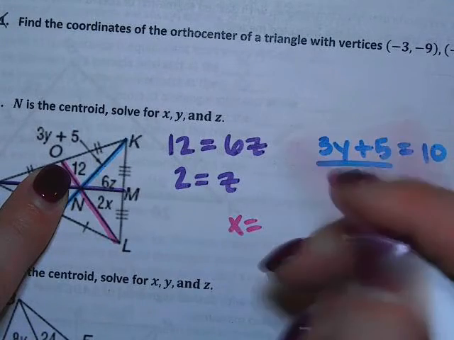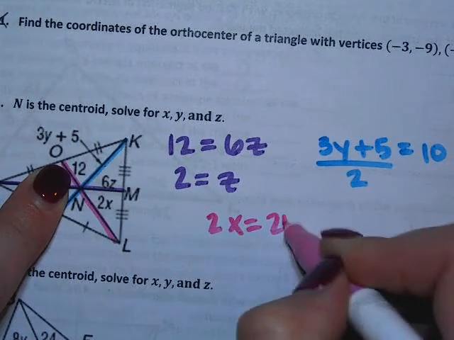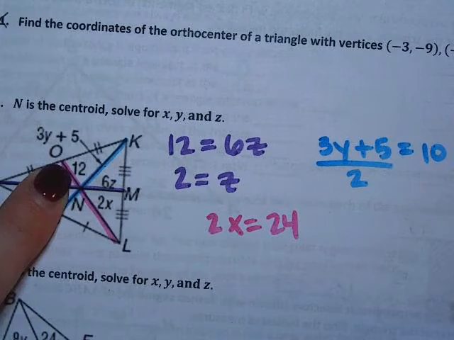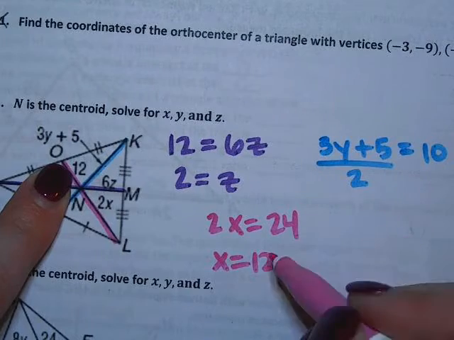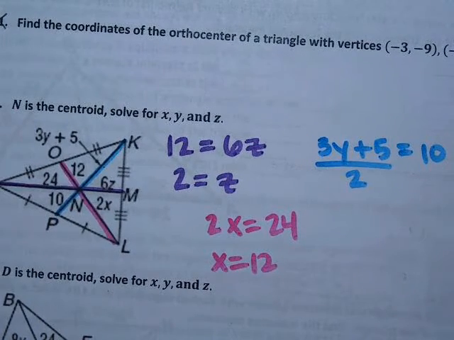That's hurting my brain. I'm going to say 2x equals 24. So this is the double side, and I doubled that side, and then x equals 12. That hurt my brain so hard, you guys. That really got me good.